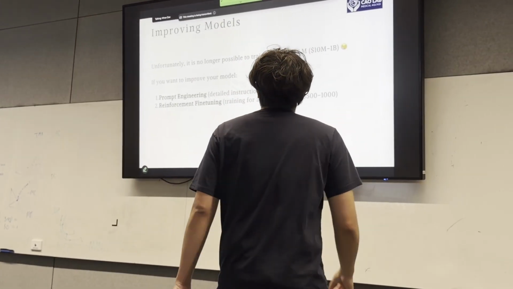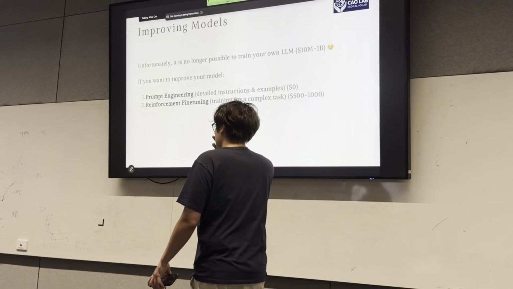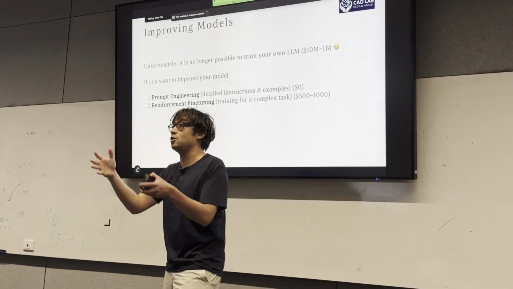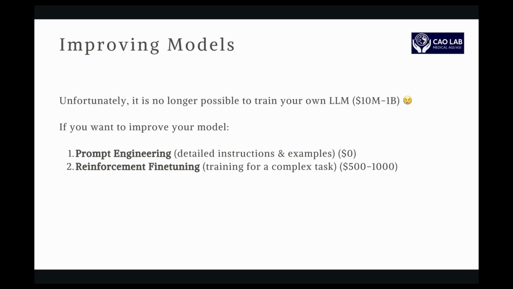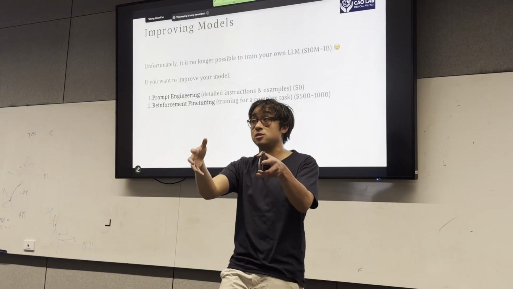Okay, so if you want to improve a model, that is, you're testing a model and it's still not good enough for your specific task, there are basically two options that you can do. The first is this thing called prompt engineering. And I'm going to get you to do that for about 5 or 10 minutes later. You basically provide detailed instructions and examples inside the prompt itself.